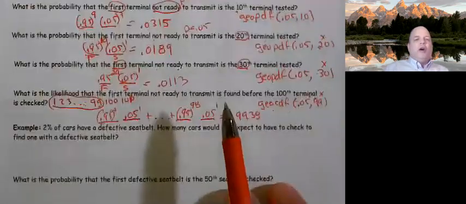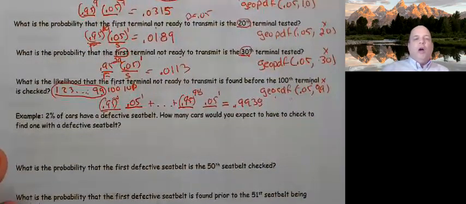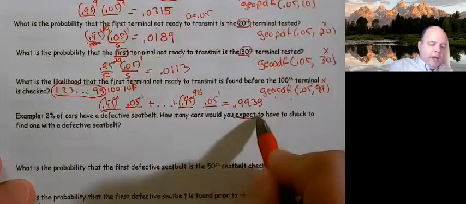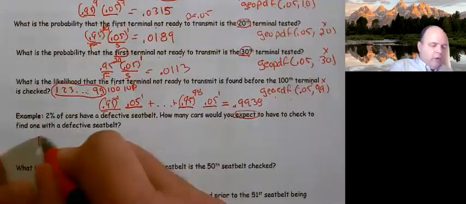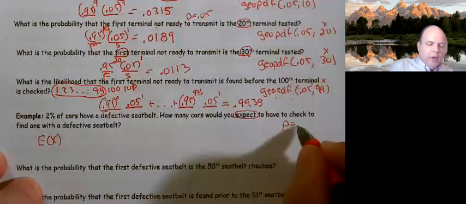Okay, 2% of cars have a defective seatbelt. How many cars would you expect to have to check to find one with a defective seatbelt? Well, first off, we have expect. So we know we're working with an expected value. We know we have a probability of 0.02.